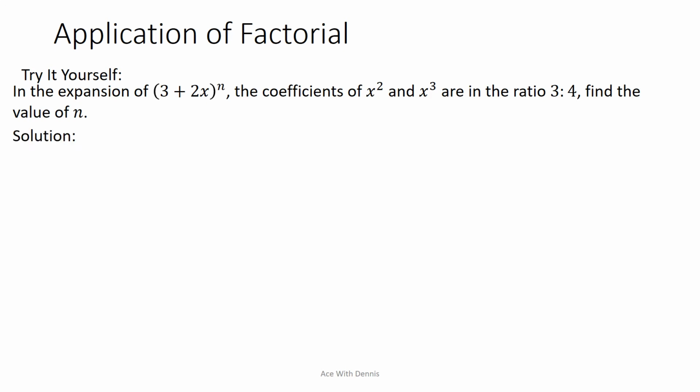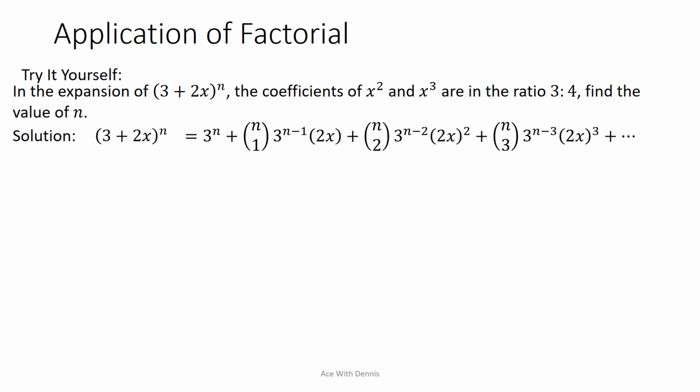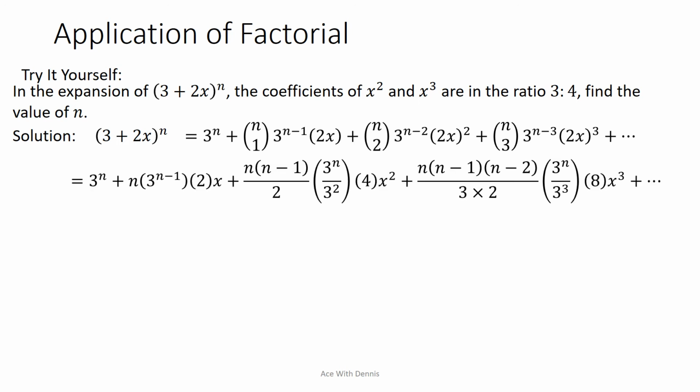Here is the solution. First, we want to expand (3 + 2x)^n using the binomial theorem formula. So it becomes 3^n + (n choose 1) times 3^(n-1) times 2x + (n choose 2) times 3^(n-2) times (2x)^2 + (n choose 3) times 3^(n-3) times (2x)^3 + ... Then we can further simplify, right?